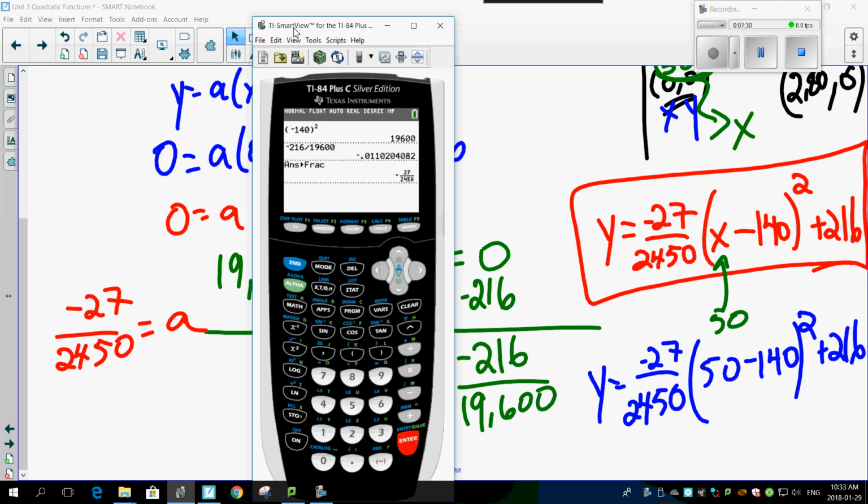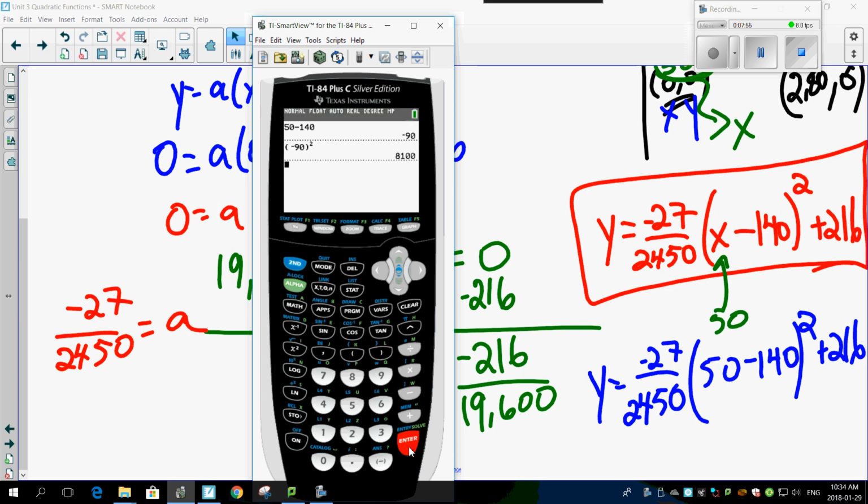Okay, so check this out. Clear this stuff out of here. So 50 minus 140. I'm going to do that first because BEDMAS tells me to do what's in the brackets first, right? I get minus 90. I'm going to square this, so I'm going to go minus 90. Oops, and I have to put it in brackets, otherwise that minus isn't going to count very well. Minus 90, I'm going to square it.